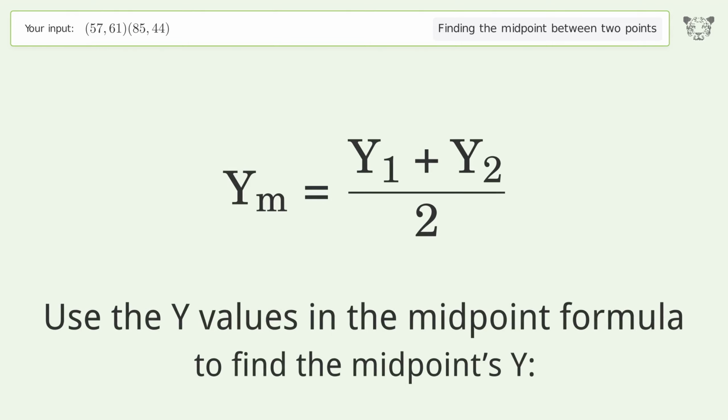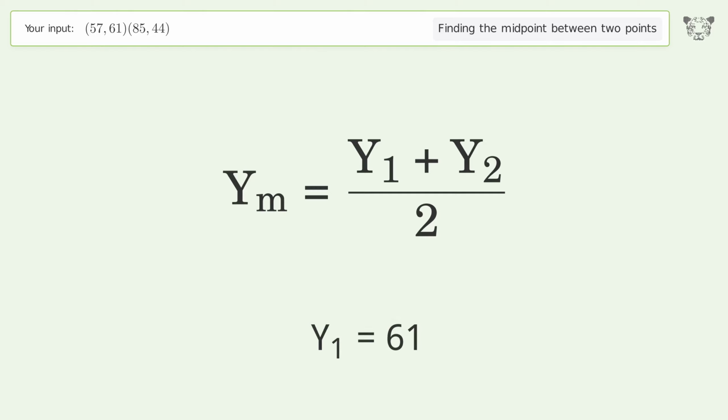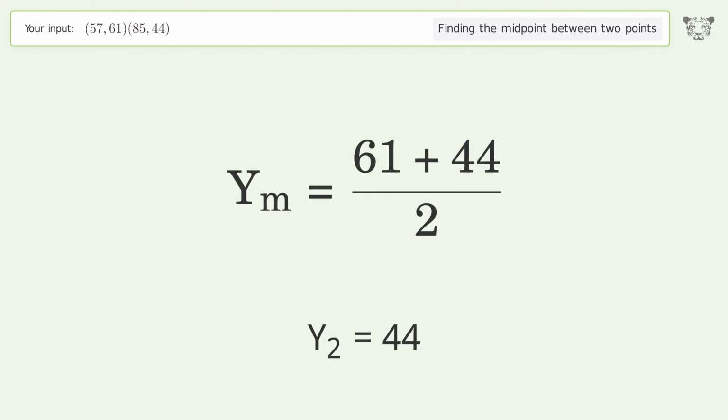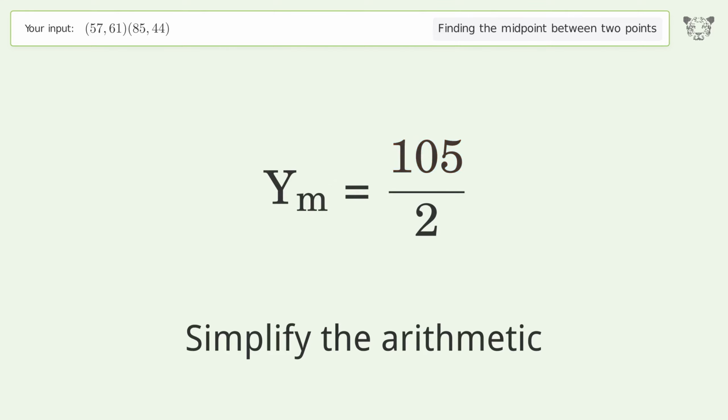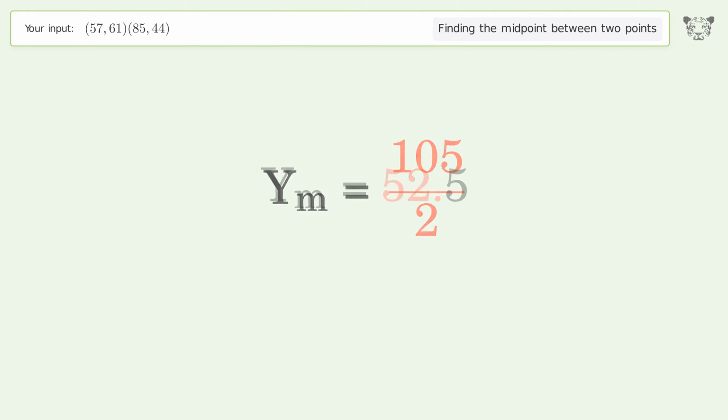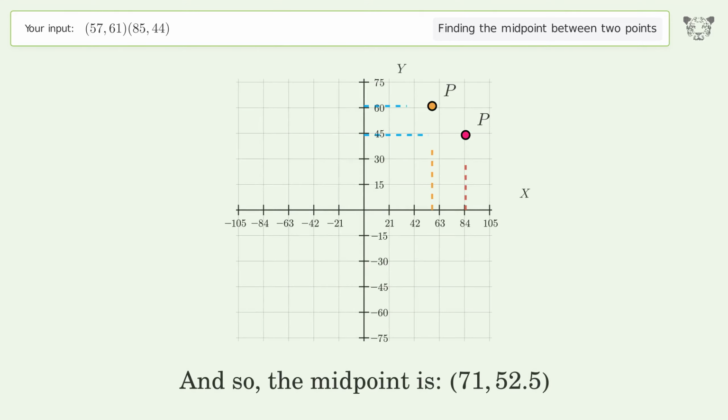Use the y values in the midpoint formula to find the midpoint's y. y1 equals 61. y2 equals 44. Simplify the arithmetic. And so, the midpoint is 71, 52.5.